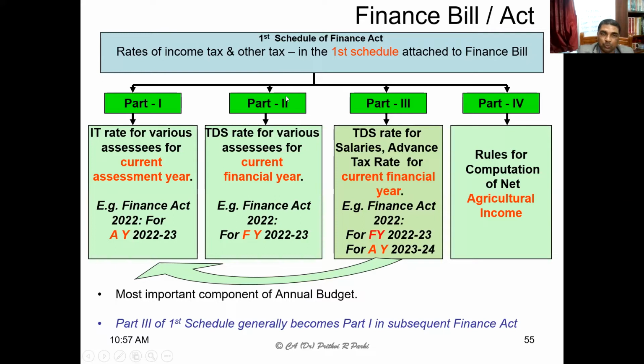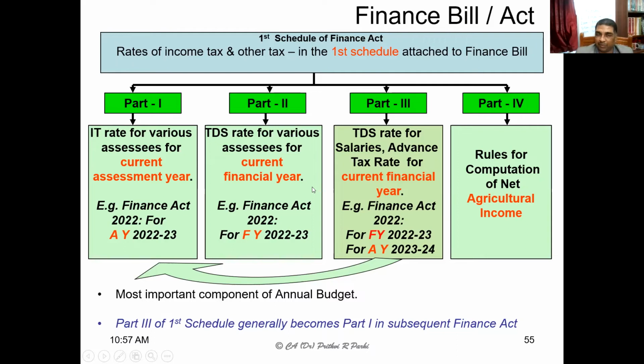And what is Part 2? Part 2 talks about tax deducted at source rates. There are certain incomes on which tax has to be deducted at source, that means the person who is paying that income has to deduct tax. So these are the TDS rates for various assessees for the current financial year, that means for financial year 22-23.